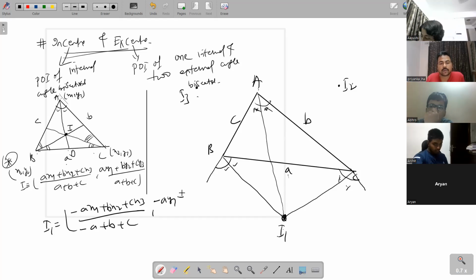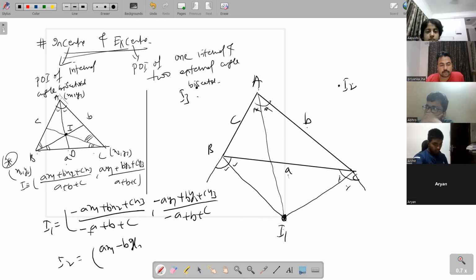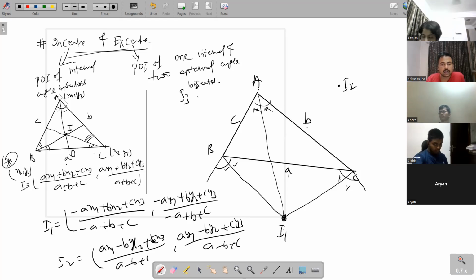Here also: minus a Y1 plus b Y2 plus c Y3 upon minus a plus b plus c. I2 is the excenter opposite to B. It means put minus b, the rest of the things will remain the same: a X1 minus b X2 plus c X3 upon a minus b plus c, and a Y1 minus b Y2 plus c Y3 upon a minus b plus c.